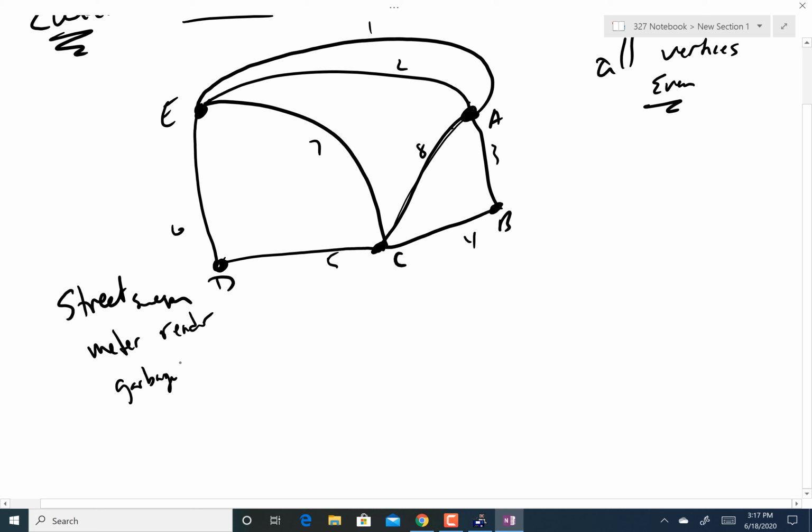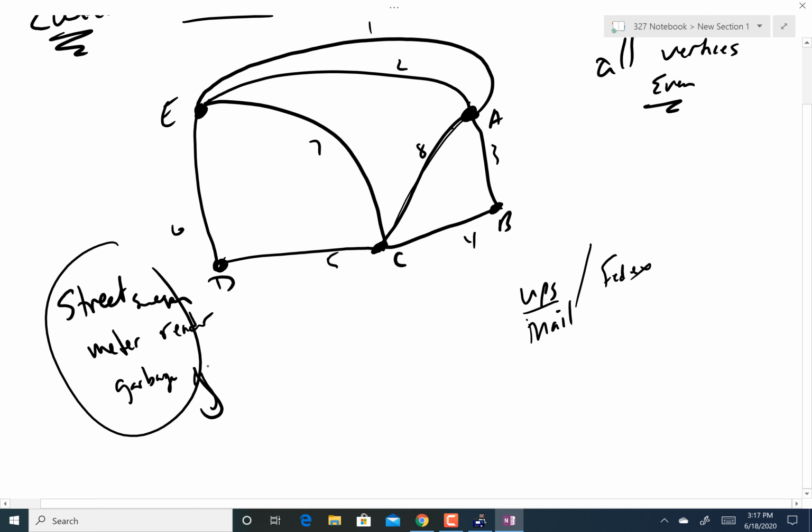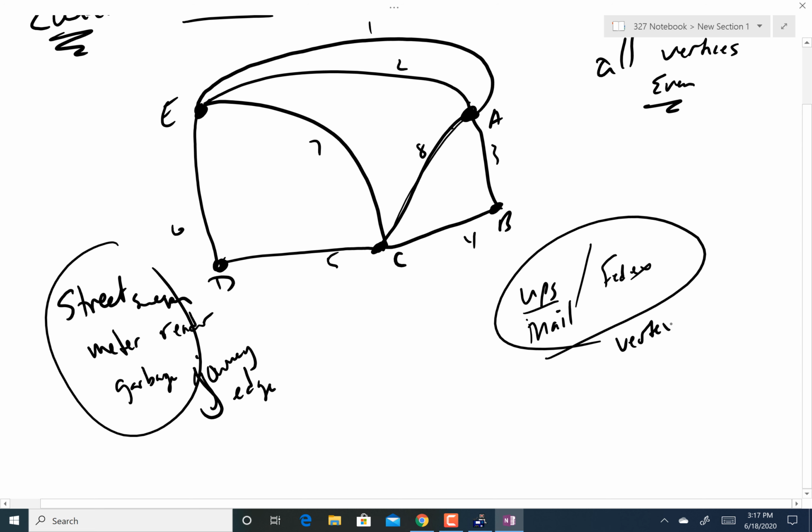Okay, but different would be like the UPS, maybe mail, maybe not as much mail, but not always. But UPS for sure, FedEx, okay, those kind of guys. Well, what they do is it's all about the destination. This is all about the journey, if you will, the edges. It's all about the edges. This kind of deal is all about the vertices. And the vertices in this case wouldn't be the intersections. The vertices would be the houses, all right?